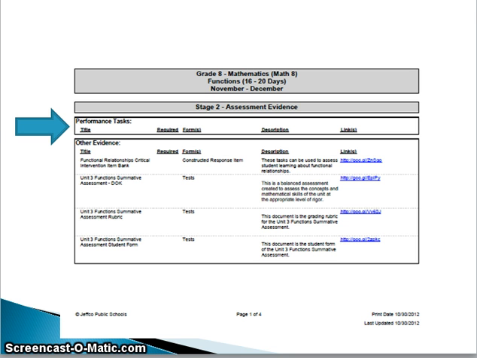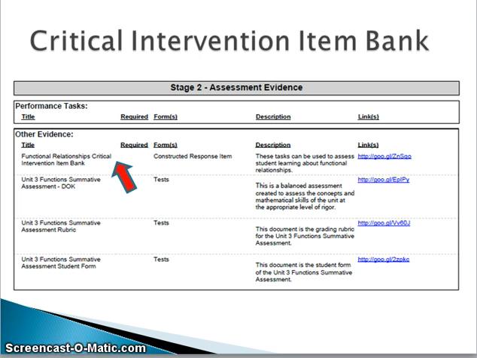Currently, Jeffco Math Stage 2 documents do not contain examples of performance tasks. Performance tasks are a work in progress as we gain a deeper understanding of the new Common Core standards. Other assessment evidence includes critical intervention item banks, which are a collection of tasks that are intended to be used one at a time for formative assessment and to determine what types of small group intervention may be needed.